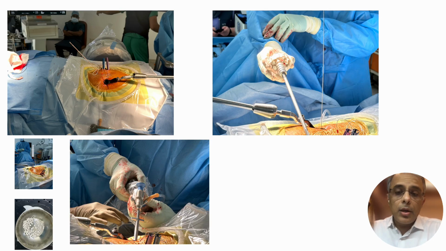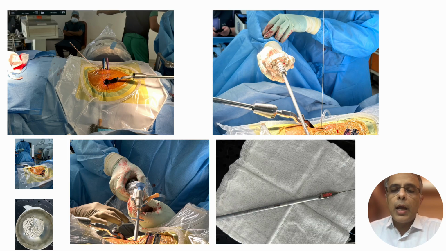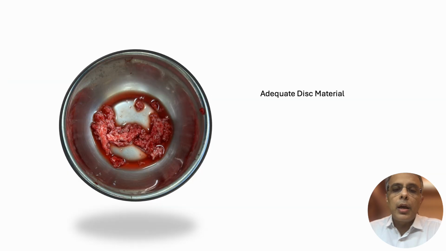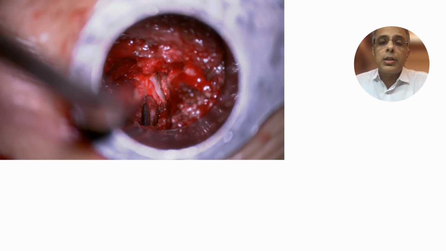At this stage, I sometimes prefer to use the endoscope to do the lavage and remove whatever residual disc material is there, and check whether the end plate has been prepared properly or not. And this is the cage which we insert. So this is the amount of disc material I have removed from a completely collapsed L5S1 disc space. So you can achieve a very good discectomy with this technique.